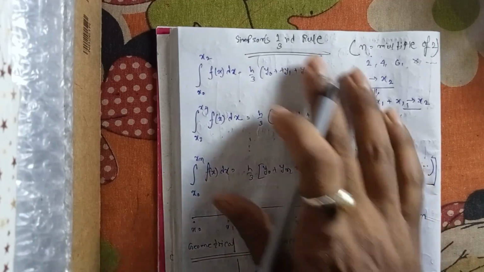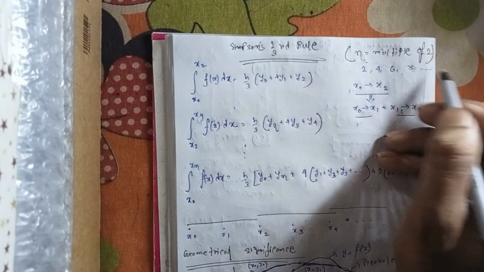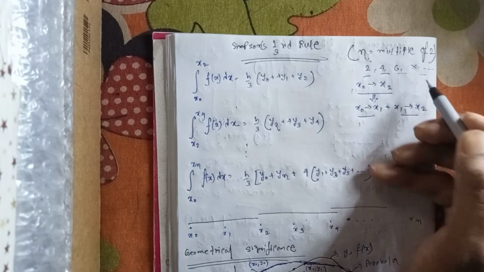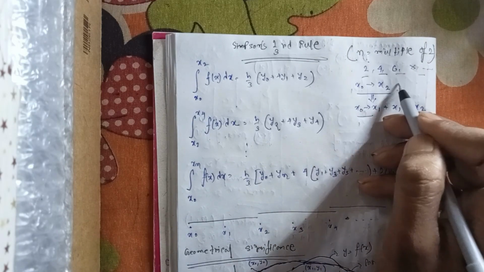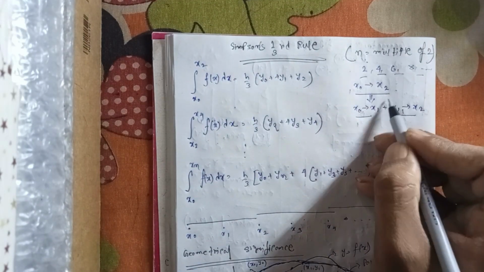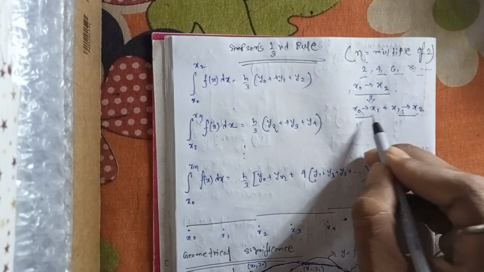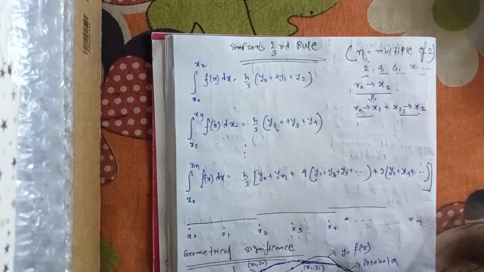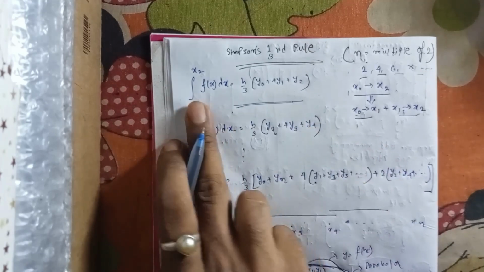So now Simpson's 1/3 rule. Here the condition is that n equals a multiple of 2, means the sub intervals are 2, 4, 6, 8. Means x0 to x2. So directly from x0 to x2 we can go by this Simpson 1/3 rule, because from x0 to x2 how many sub intervals do we have? x0 to x1 and x1 to x2. So that's 2 sub intervals, and 2 is a multiple of 2. So at first we need to calculate x0 to x2. So this is the formula at the first level, x0 to x2.